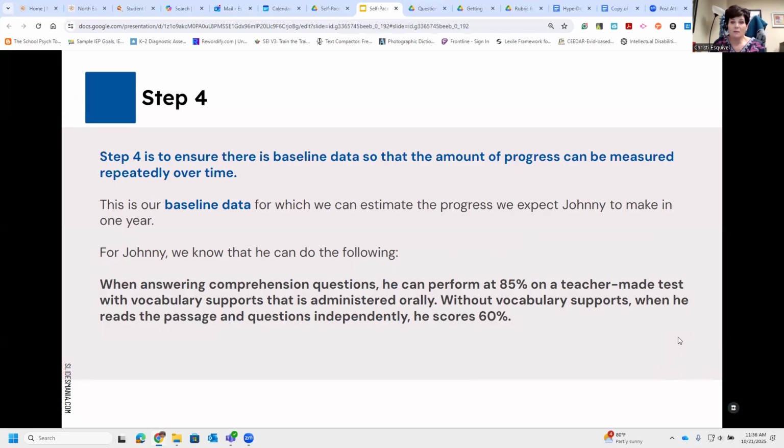Step 4 focuses on the baseline data. For Johnny, baseline data show that with supports, he performs at 85%. Without them, he's at 60%. This gives us a clear starting point to measure his progress throughout the year.